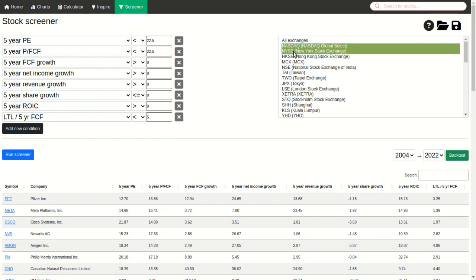I am going to backtest it on the Nasdaq and the New York Stock Exchange, so all the US exchanges, from 2004 to 2022. What backtesting means is that it will go through all of these years, and every single year it will invest in all the stocks that match these filtering conditions in equal amounts, and then calculate the annualized return from the invested time till today, including the dividends.